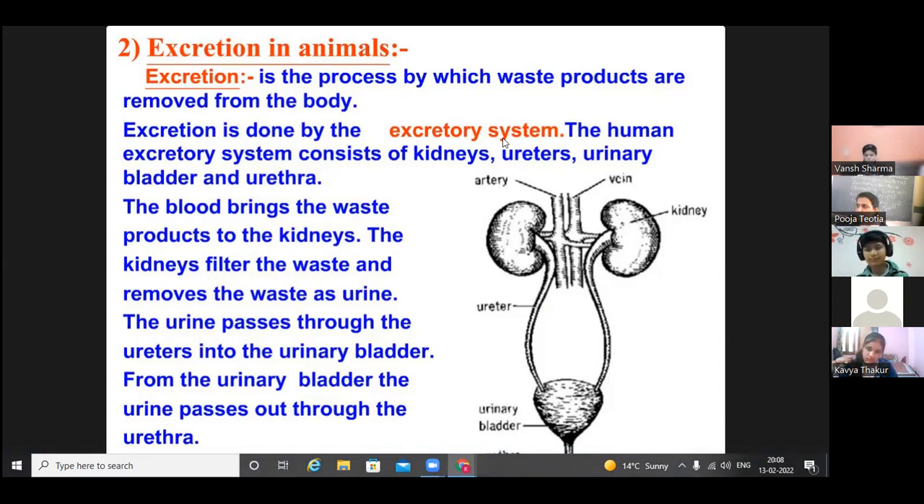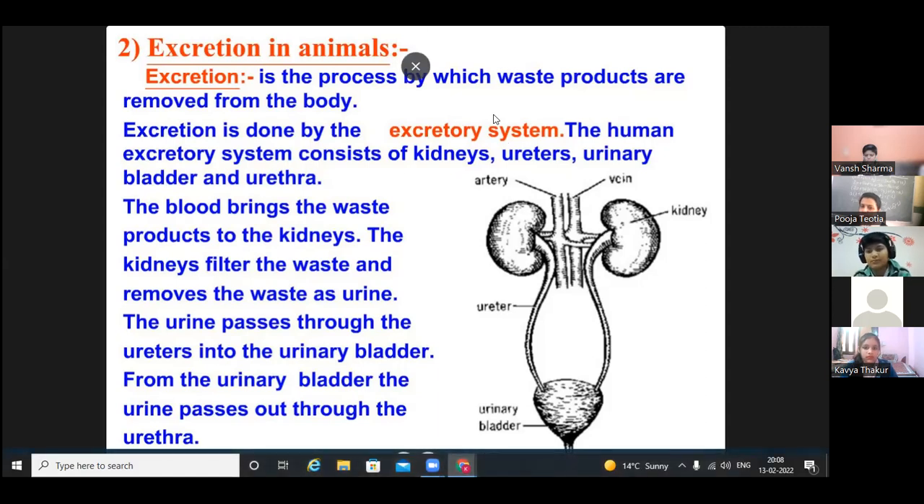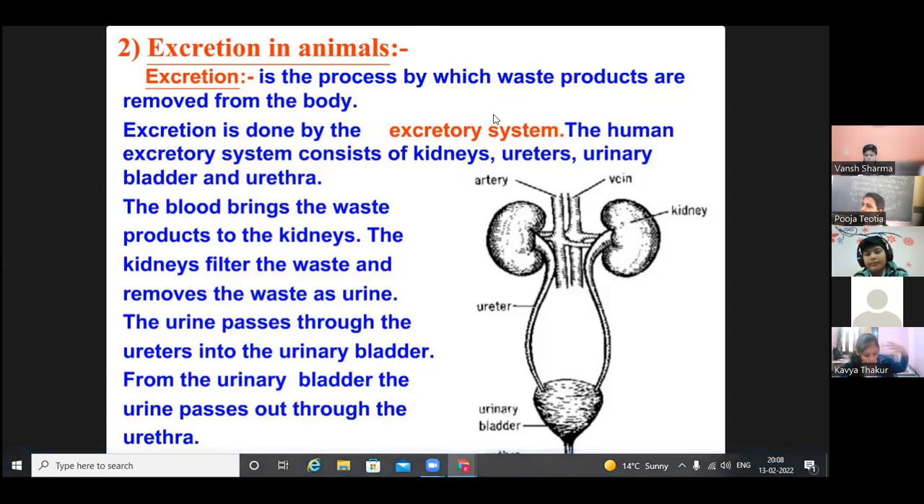How many kidneys are there? Two kidneys are there, and the two kidneys are connected through tubes. Those tubes are known as ureters. See in that figure. The two tubes are known as ureters, and the kidneys are connected to the urinary bladder. How is the urinary bladder attached? Through the ureter, it is attached with that tube. The urinary bladder stores the urine, and then the urine is expelled out of the body through the urethra. Kindly move to the next one.